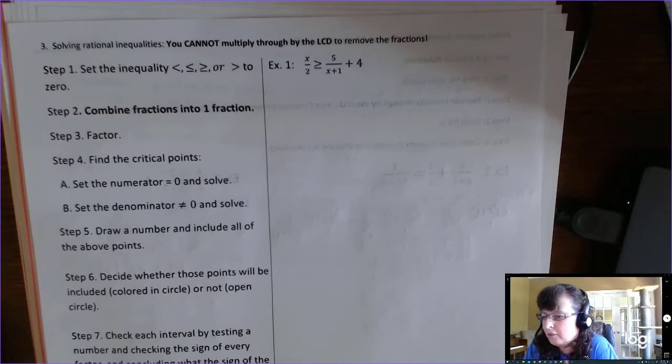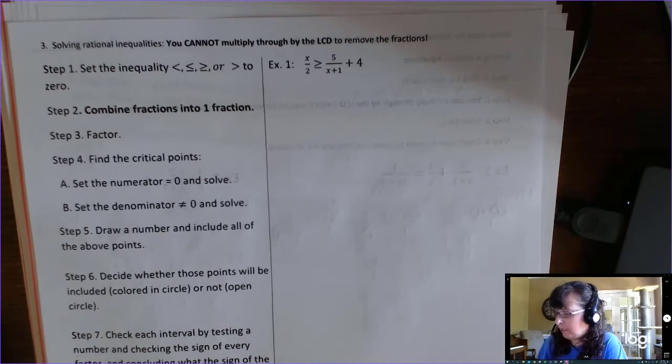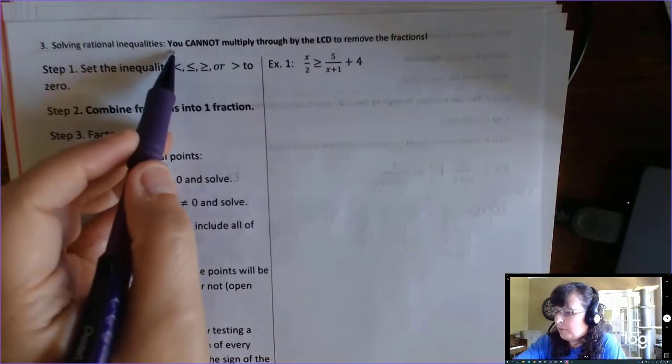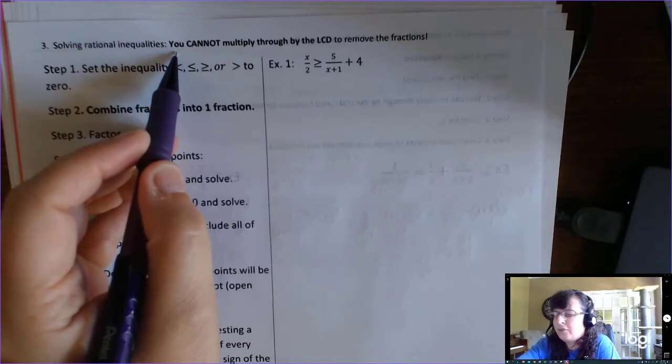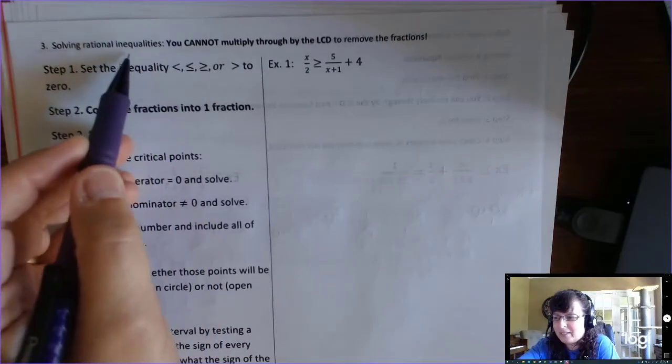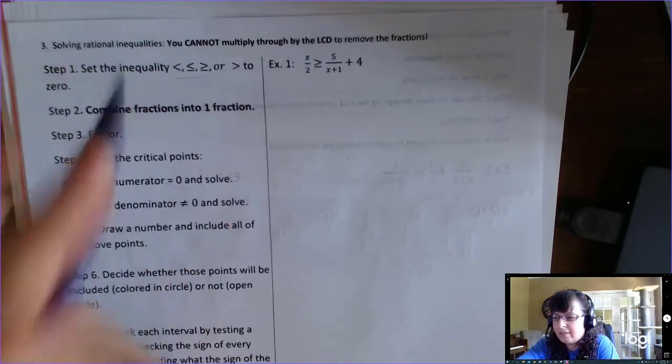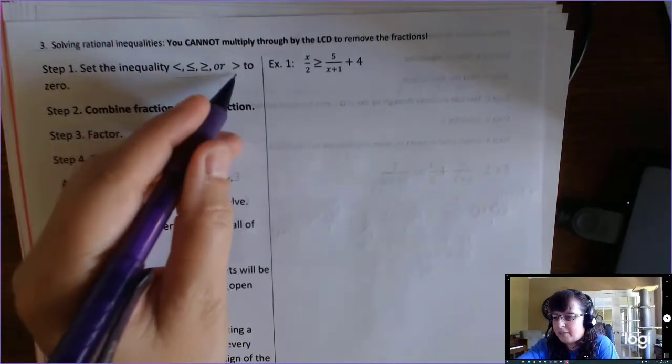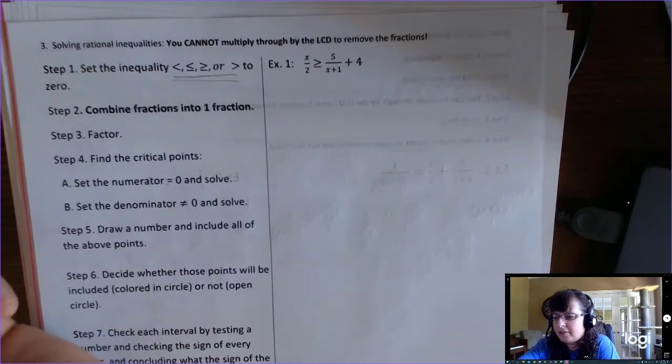Okay, this is the notes page on solving rational equations and inequalities, and this is part 2 where we're going to solve rational inequalities. It's on the back of the notes page for rational equations. It is very important that you understand that you cannot use the method of multiplying through by the LCD with inequalities. If you have one of these, that's not the same as an equal sign. So you have to do this a different way.